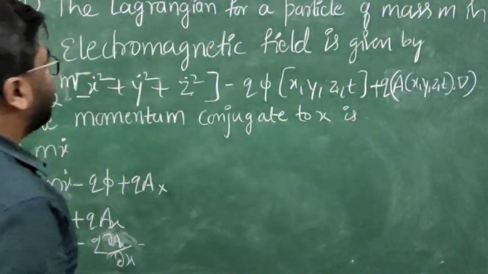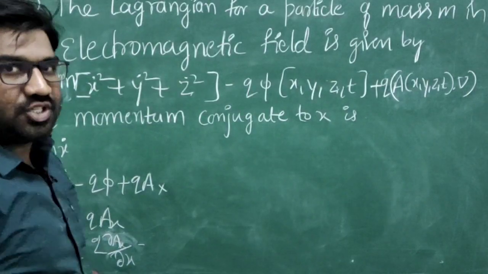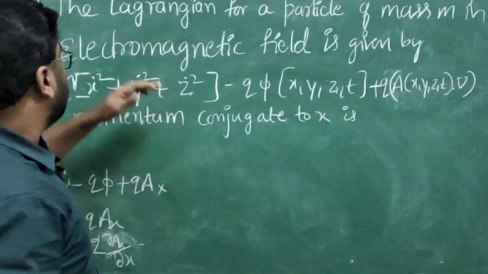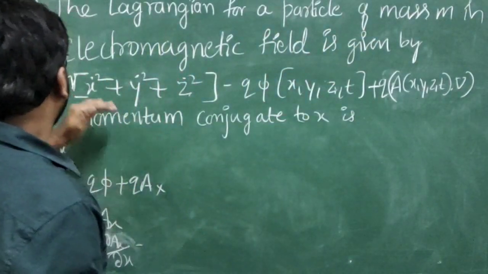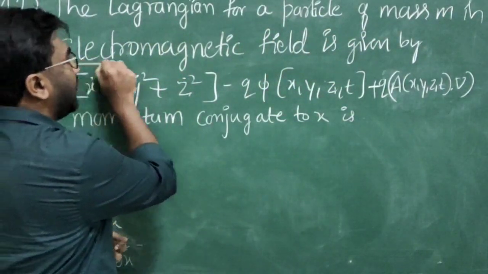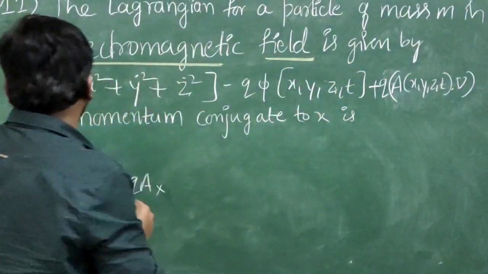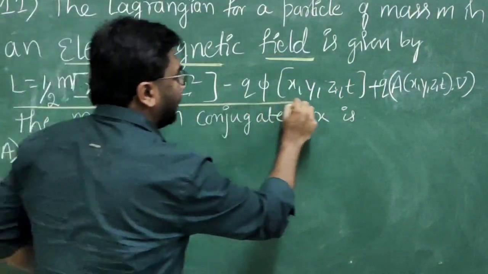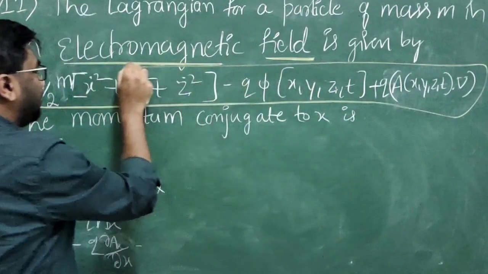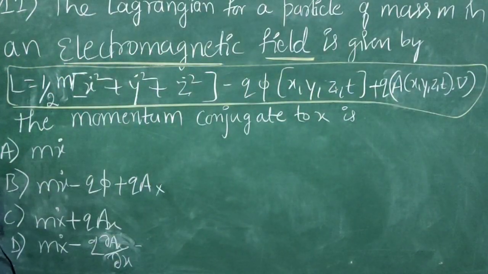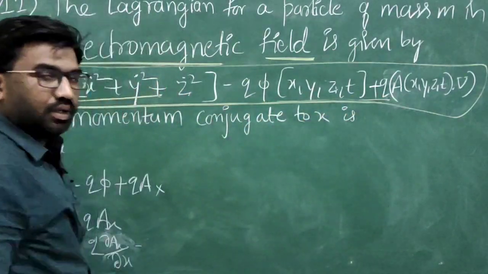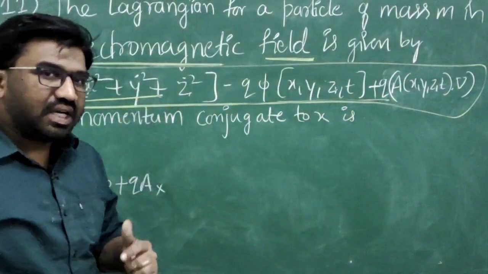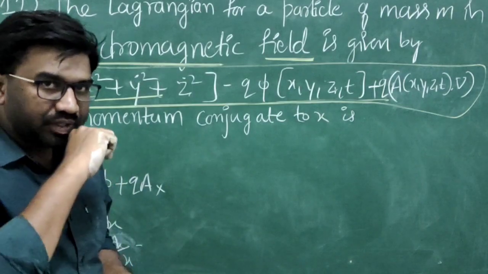So this is question number 11, which is also based on Lagrangian. The Lagrangian for a particle of mass m in an electromagnetic field is given by this. This is the Lagrangian. This part is for kinetic energy and this is for potential energy. So this is the Lagrangian of a particle in an electromagnetic field, right?